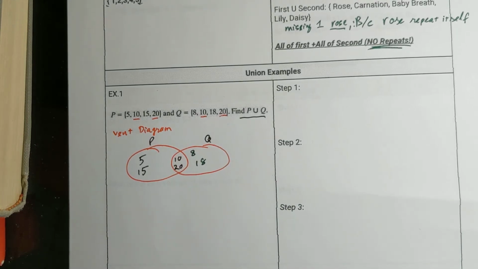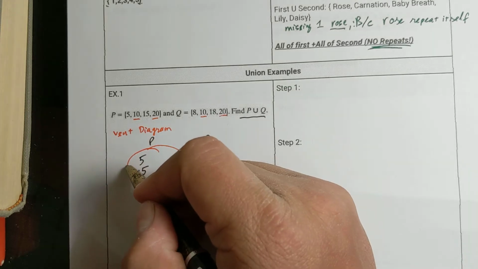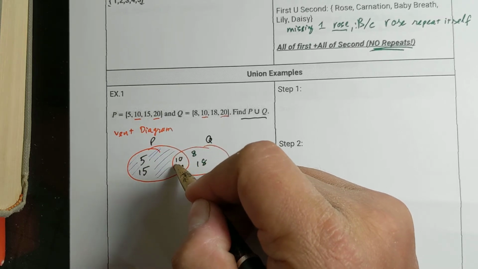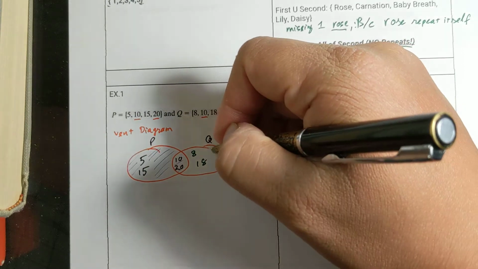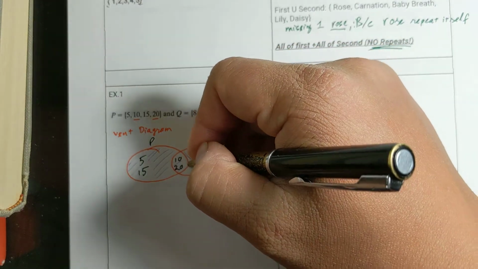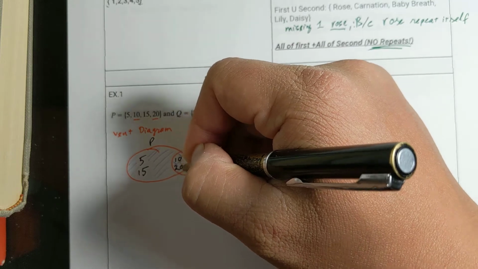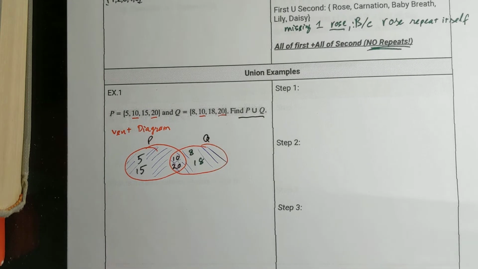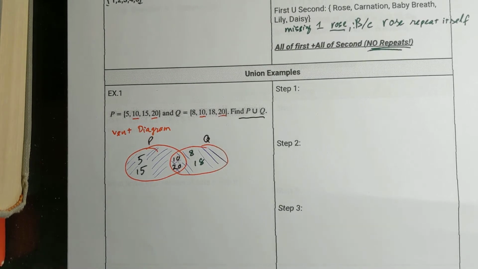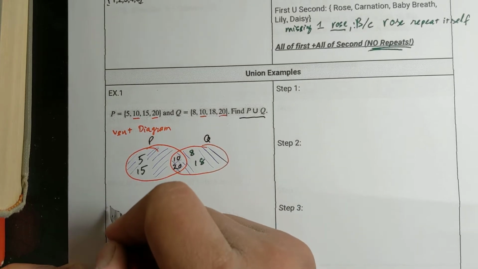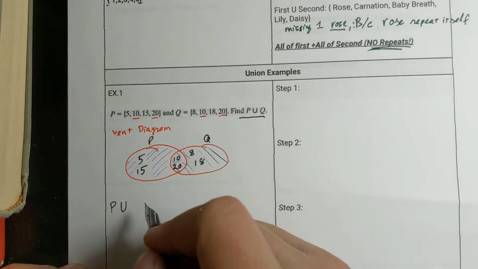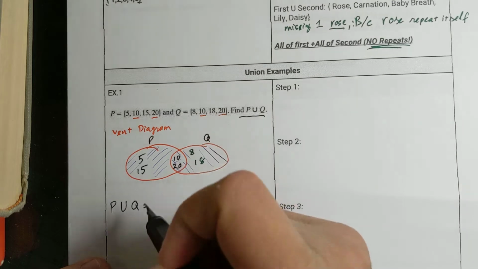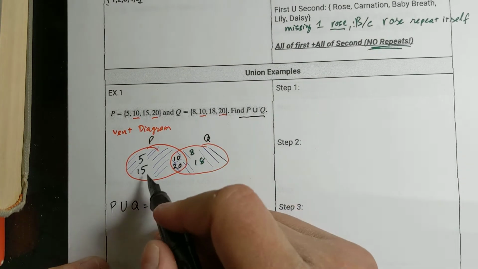Since they ask us to find the union of P and Q, technically they ask us to find all of this. The middle part is the overlap. To write it as a union, it's going to be P union Q. So for P union Q, I'll write out every single item that I have here.